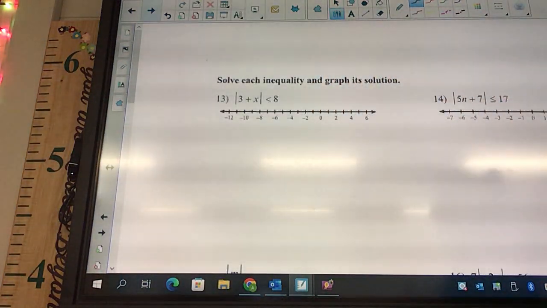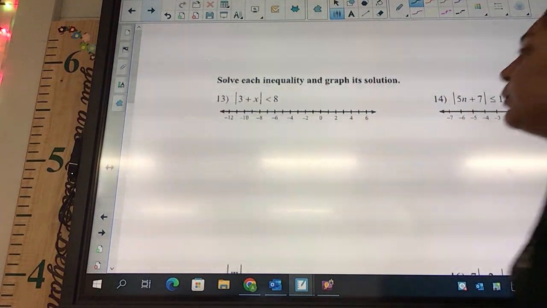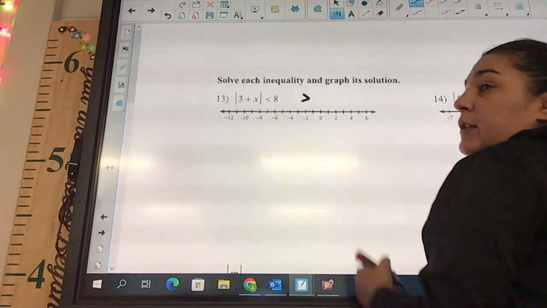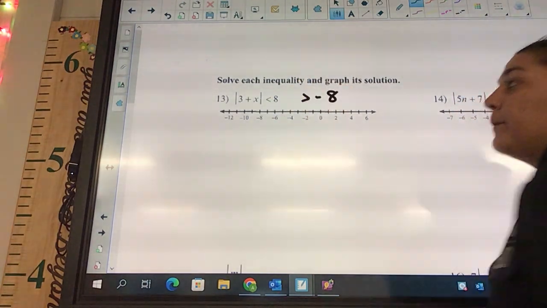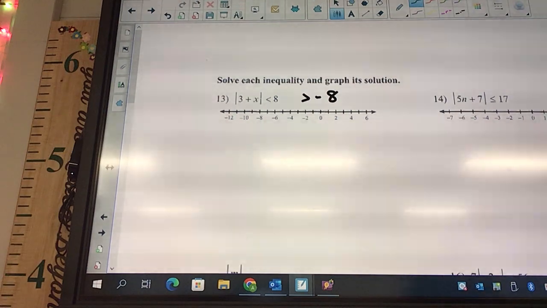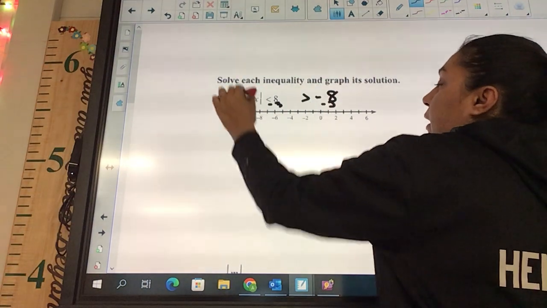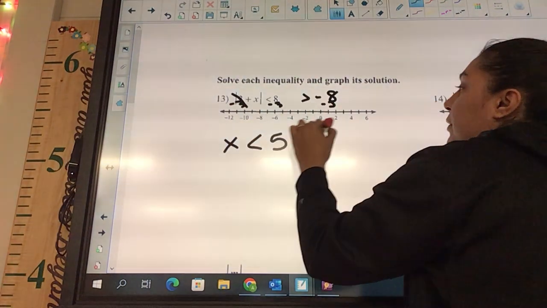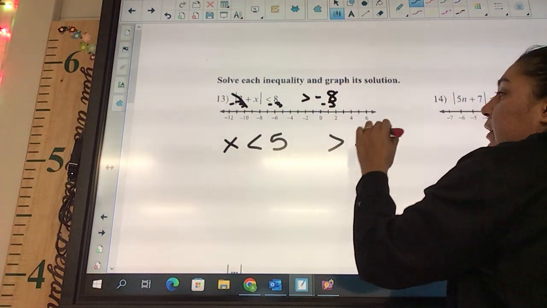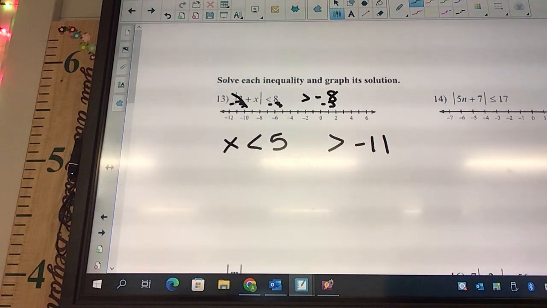Okay, 13. Okay, see how it has that inequality? Okay, so that means we flip it, so it's going to be going this way, and make it a negative. Okay, but all the steps are still going to be the same. How do I solve for x? Subtract 3. So you're going to subtract 3 from each piece. Okay, so I'm going to get x, and that's going to be 5. And then this one's going to be negative 11. Okay, should they be open or closed? Open.